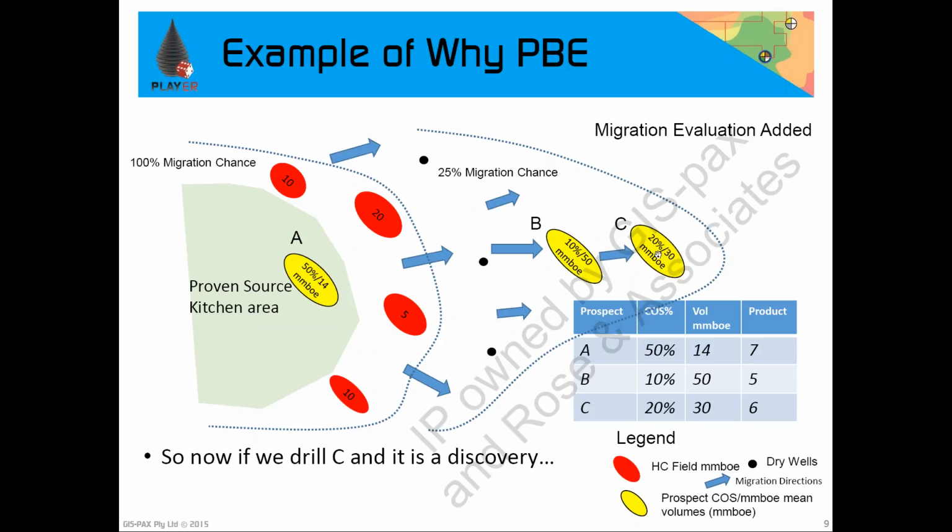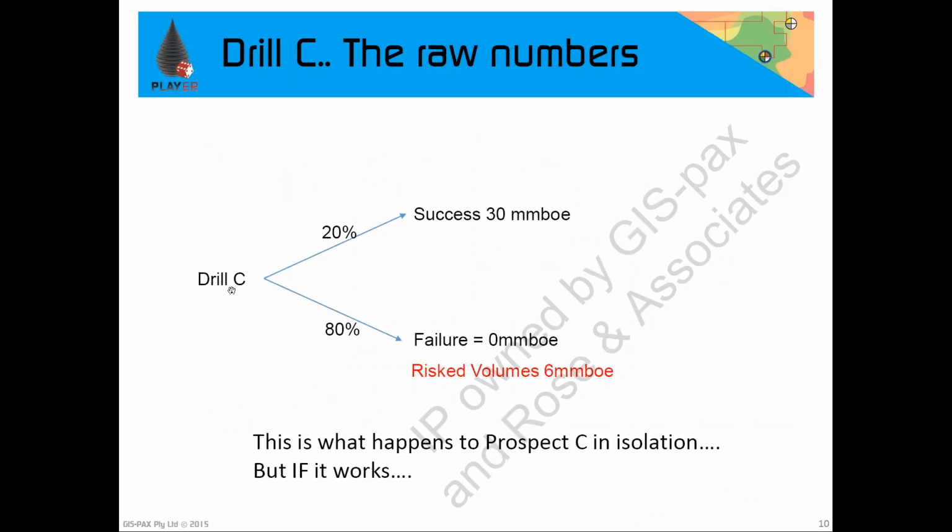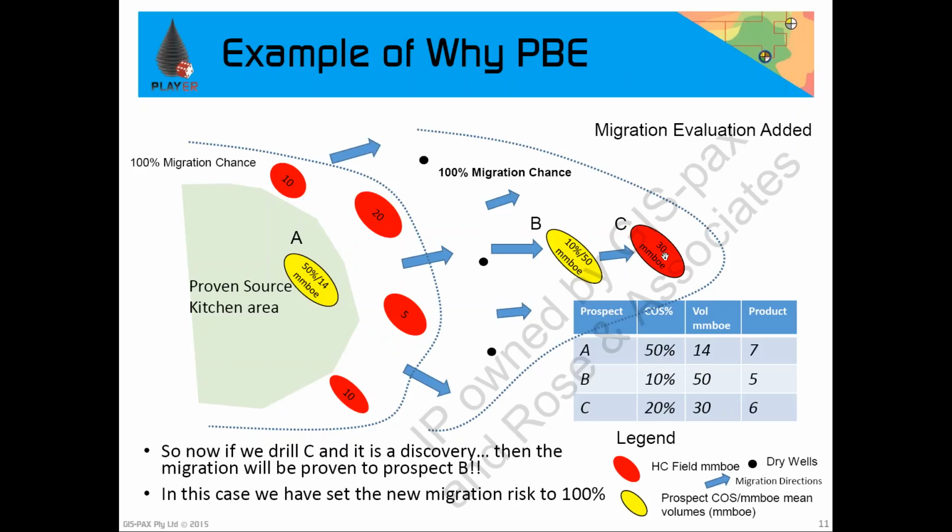So let's go through the thinking of the maths. So if I drill prospect C, I've got a 20% chance of finding 30 million barrels. So on a risk basis, I've got 6 million barrels of oil equivalent. And that's what happens in isolation. And that's the standard way of looking at a decision tree for drilling a well. But what also happens here when we drill C, and it's a discovery now, is that clearly we've now migrated hydrocarbons through this area and effectively de-risked prospect B. So that's clearly an impact of success at C.